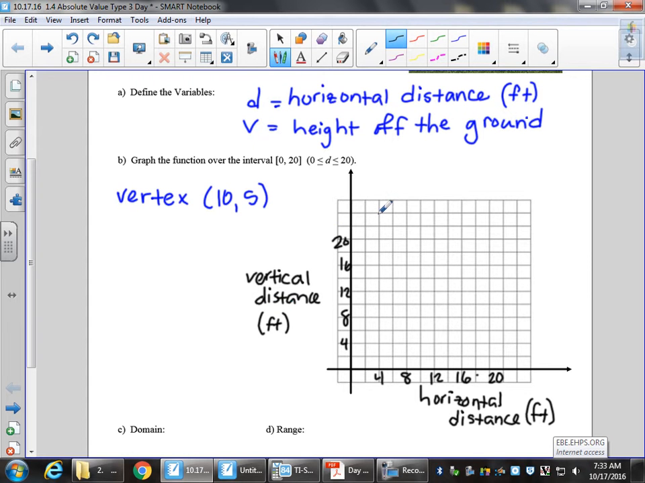Okay, so now we have a framework. We can actually graph our points here. We have our scale, we have our labels, we know what we're counting by. So 10, 4, so 5 will be halfway between 4 and 6. There's my vertex. Now what? Got the vertex? What is A?